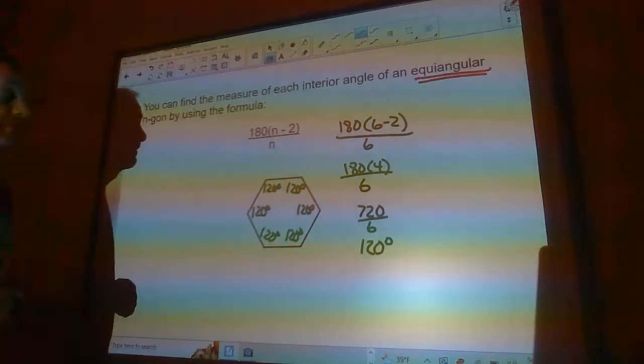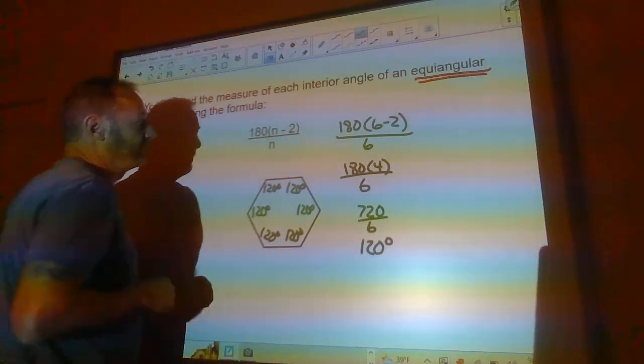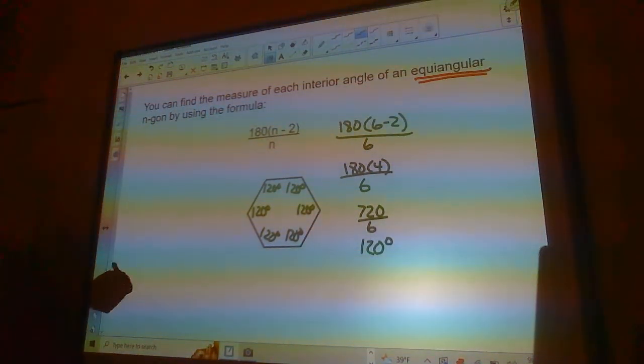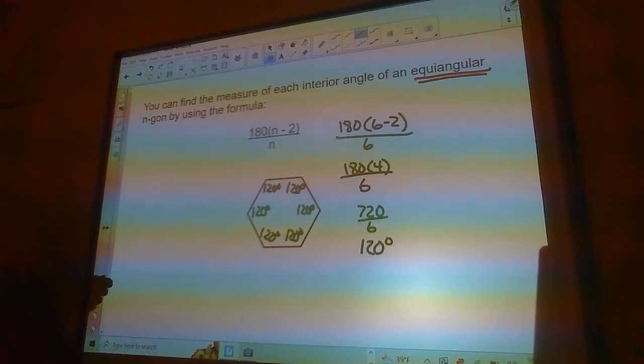Okay, this formula works great because it's just as easy to do one that had, say, 75 sides. I could figure it out very easily. It'd be just as easy to do as doing this one.